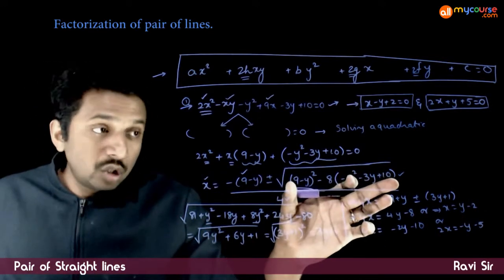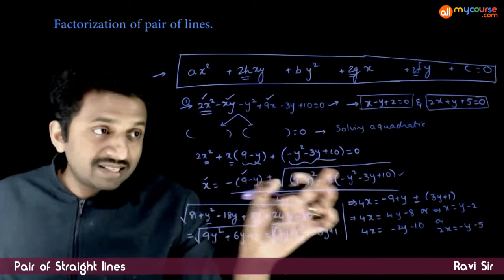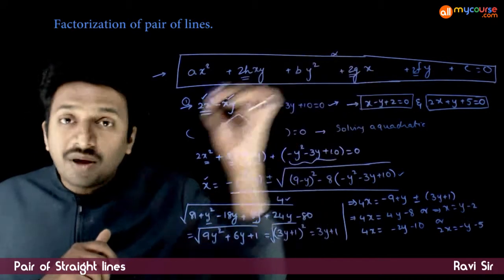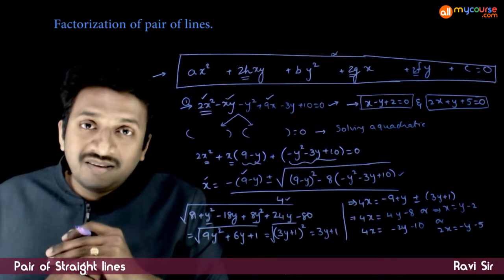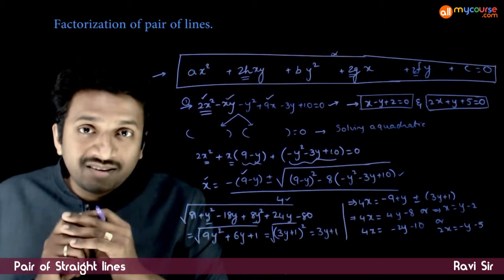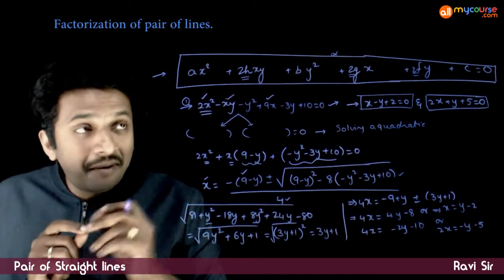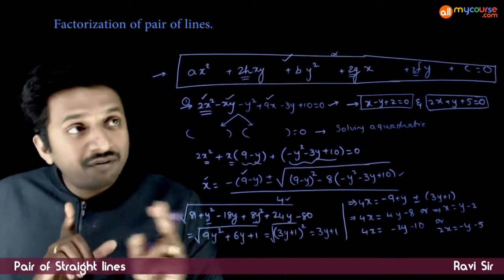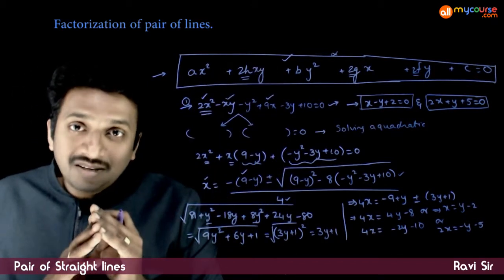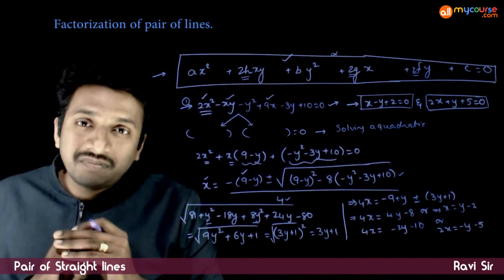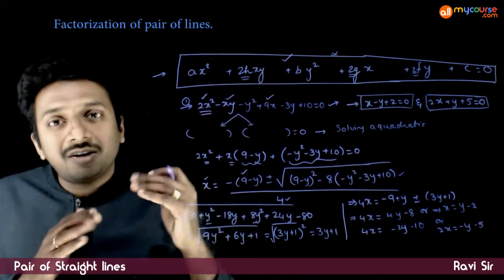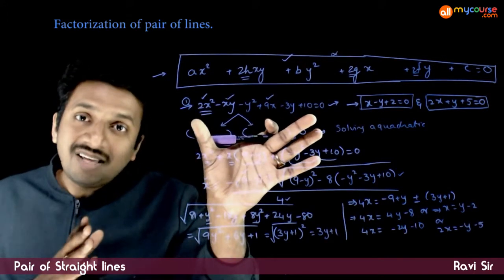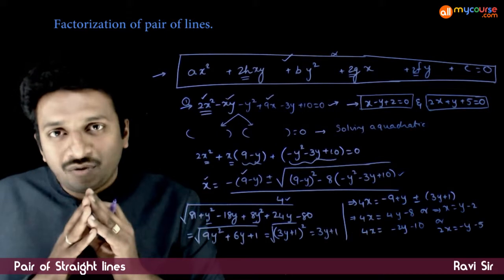If this is not a perfect square, you cannot find x as a linear expression of y. That means this will not be a pair of lines. This is a very important point. It means that not all equations of this form represent a pair of lines. The equation of a pair of lines will be of this form, but if you write any equation of this form, it need not represent a pair of lines. We may not be able to factorize the equation into two linear equations.